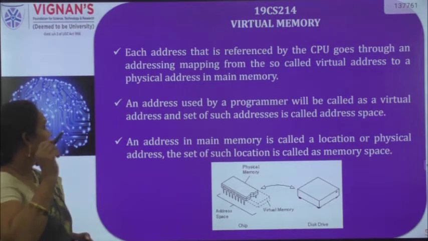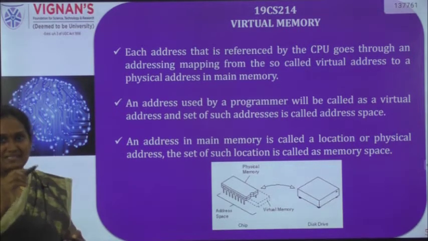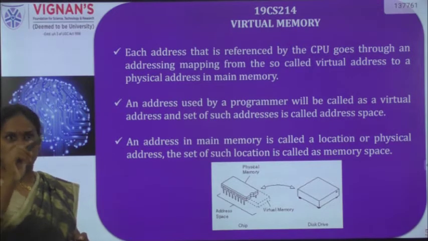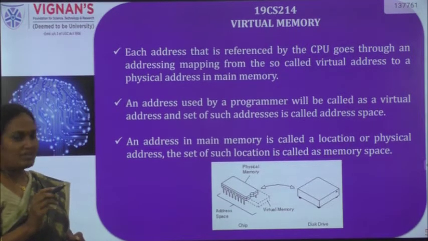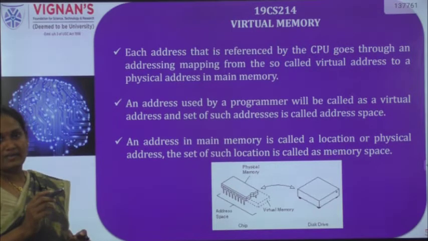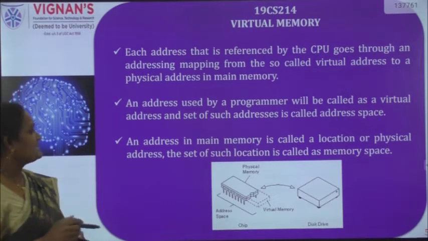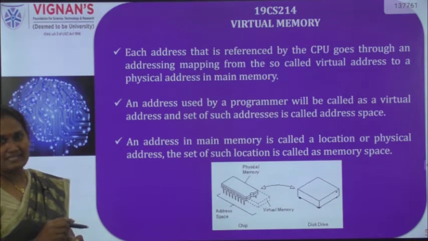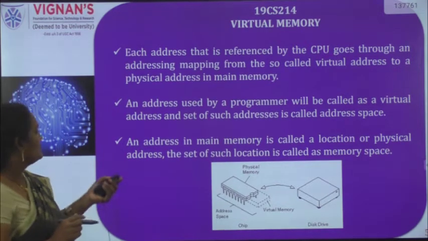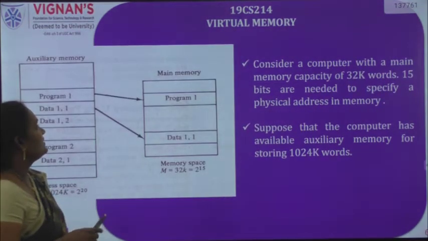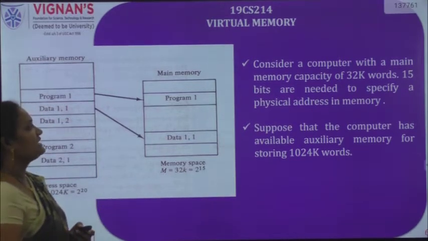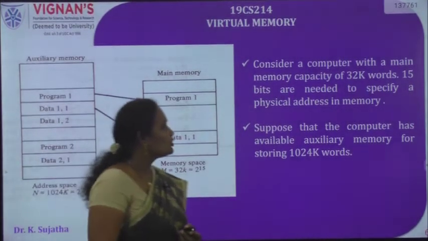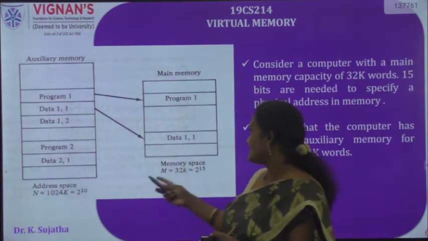So, the address used by the programmer is the virtual address, and the set of virtual addresses is called the address space. The address of main memory is called the physical address, and the set of physical addresses is called the memory space. Next, to explain virtual memory and main memory clearly, we are taking two examples. Let us see those two examples.